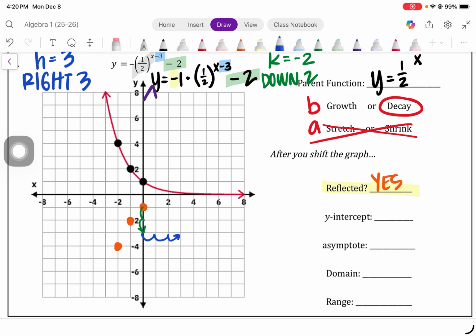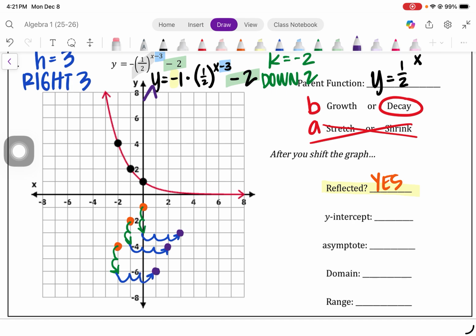1, 2, 3. I'm going to go ahead and move my next point down 2 and to the right 3. 1, 2, and 1, 2, 3. So here's my new point. And then I'm going to go ahead and move my last one. 1, 2, and to the right 3. 1, 2, 3.